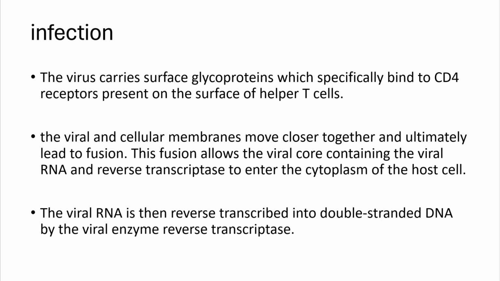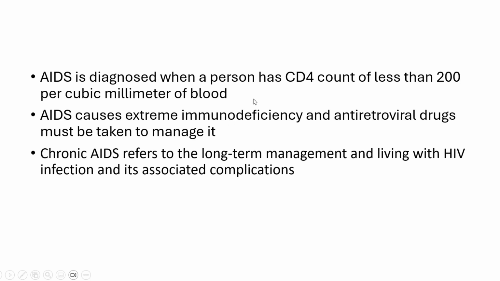The reason for that is because our cells, the helper T cells, do things in terms of DNA, whereas the virus does things in terms of RNA. So it's coding its own RNA, its own genetic information, into DNA to then put that into the helper T cell to then replicate itself. Do you see what I'm saying? So the viral RNA is reverse transcribed into double-stranded DNA by the viral enzyme reverse transcriptase. That's why it's called a retrovirus, because it's able to do that. Cool. AIDS is diagnosed when a person has a CD4 count, so that's a receptor count on the helper T cells, of less than 200.